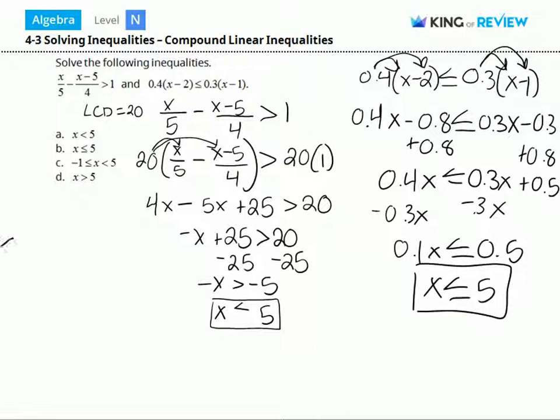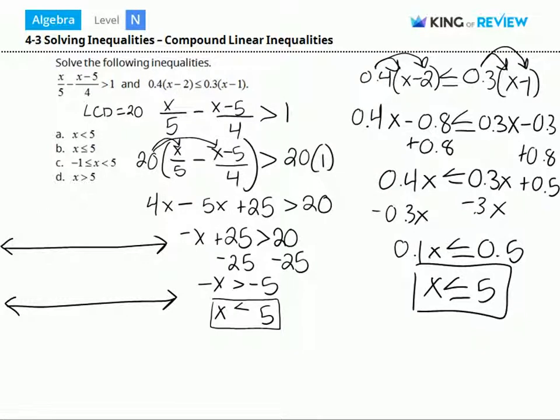So let's graph these on a number line. For our first inequality, x is less than 5. If 0 is here and here's 5, we have an open circle at 5, and our arrow is pointing to the left. And for our second inequality, we'll graph that on our second number line. So x is less than or equal to 5. We have a closed circle at 5, and our arrow is pointing to the left.